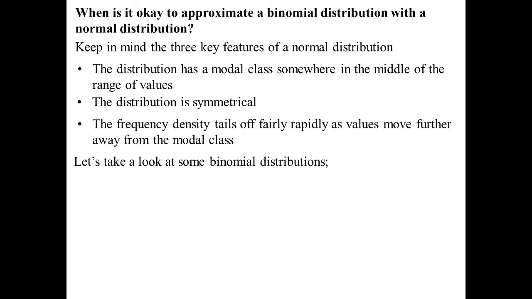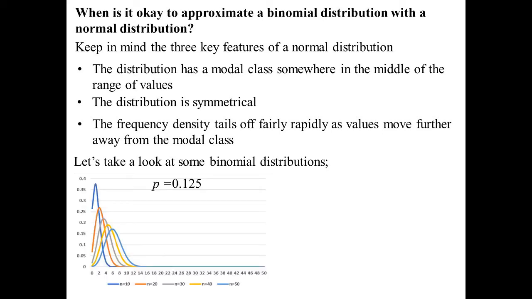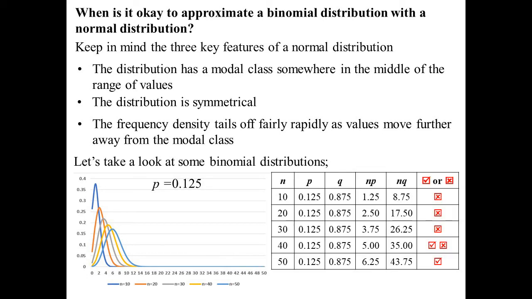So let's just have a look at some and see, would it be okay or wouldn't it be okay to do it? Here's one where the probability is 0.125. I've done this for different values of n, so the number of times we repeated the trial. If it was only 10 times, so this is the first blue curve that you see there, p works out to be 0.125, q is 0.875, of course, for all of these. But np is 1.25, nq is 8.75. And I'm saying no good, because if you look at the left of that curve, it sort of just stops. It doesn't tail off. No good.